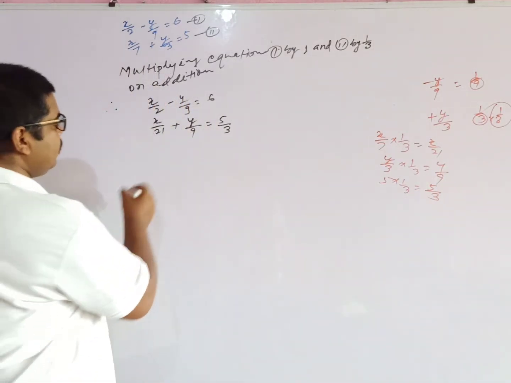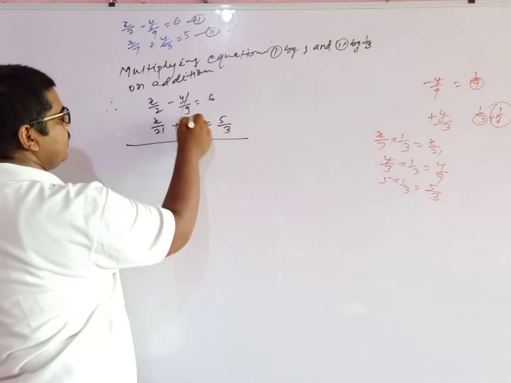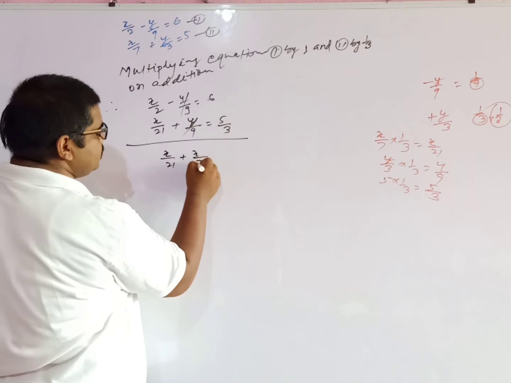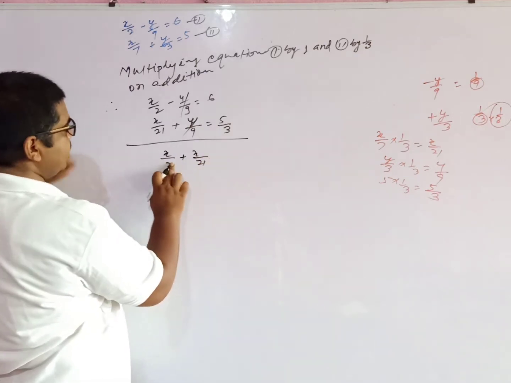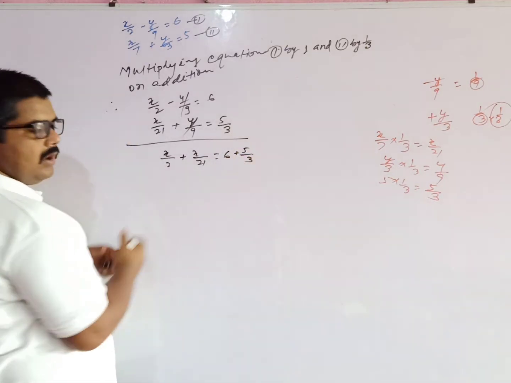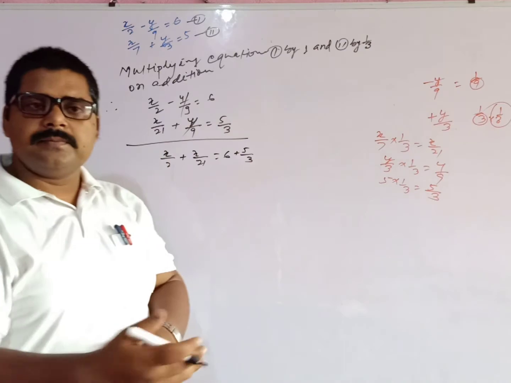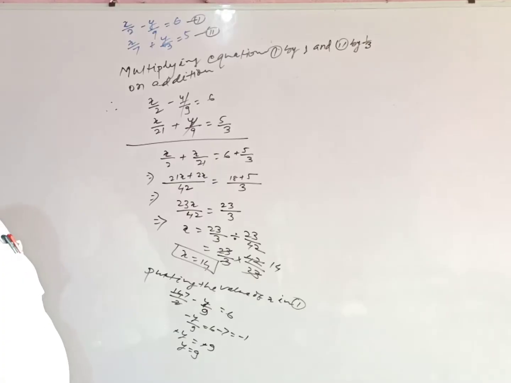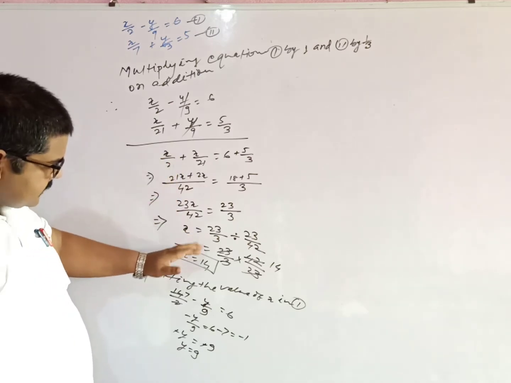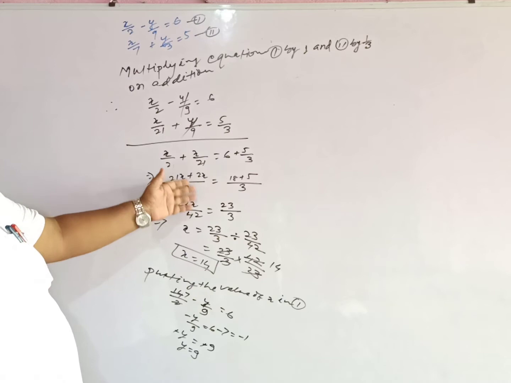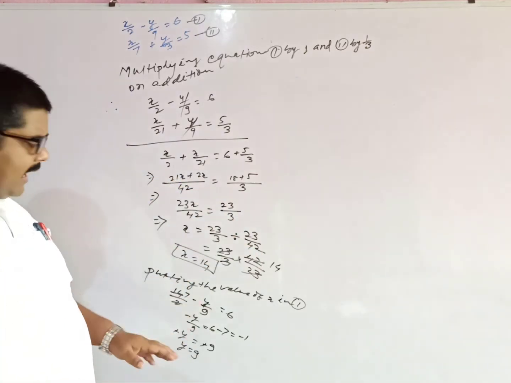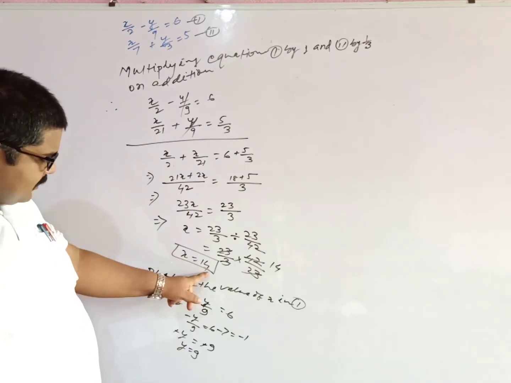Now you have to add. The y terms cancel, and we get x/2 plus x/21, actually, I beg your pardon, and 6 plus 5/3. Now simplify and solve the result. On simplification, you get x = 14, because this sort of simplification can be done very easily.